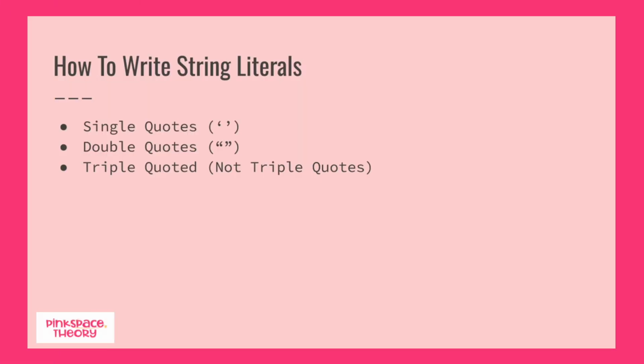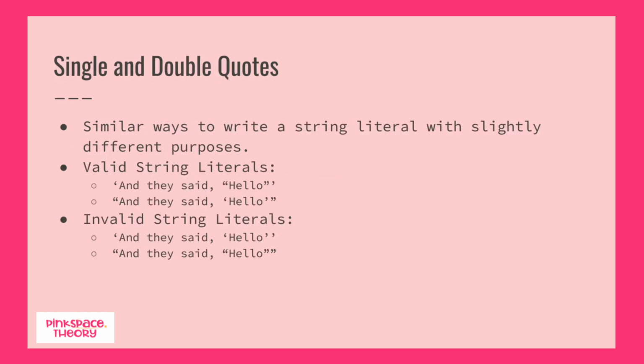Now, to write a string literal, there are several ways to do so in Python. We can do it with single quotes, double quotes, or triple quoted, which is not the same as triple quotes because there are no characters that are considered a triple quote. There's only a single quote character and a double quote character. So triple quoted means something slightly different than the first two. So first, let's take a look at the first two.